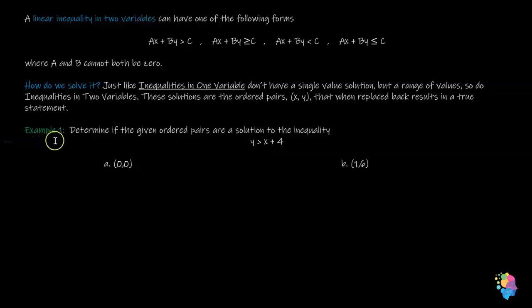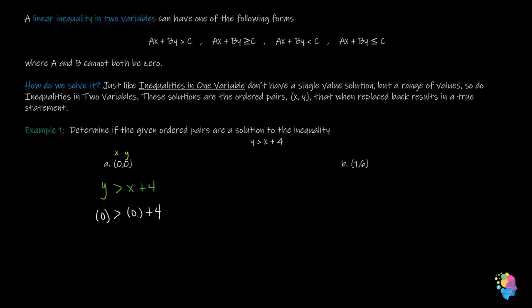It's asking us to determine if the given ordered pairs are a solution to this inequality. So let's give it a try. The inequality is y is greater than x plus 4. This is your x and this is the y. So let's replace them. This will be 0 is greater than 0 plus 4.